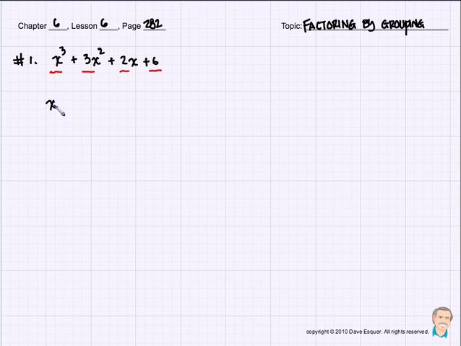And the way these problems are set up is we actually literally group them together in groups of 2. And sometimes we can see fun things that fall out. So we have the first group, which is x cubed plus 3x squared, and we have the second group, which is the 2x plus 6.